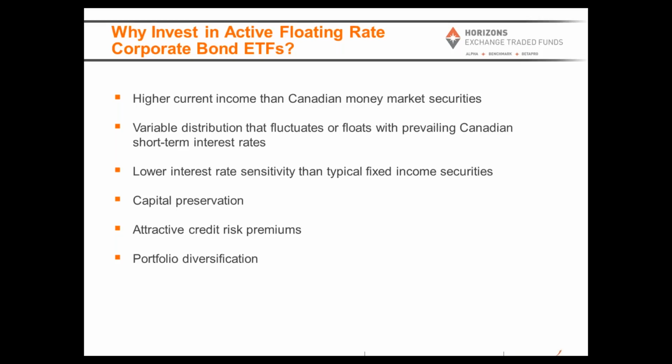You have lower interest rate sensitivity than typical fixed income securities, and that's much lower interest rate sensitivity. I think if we think about the duration that we were talking about earlier, about 3 months or 4 months versus a typical fixed income security basket. If you look at the Canadian 10-year, it has a duration of about 7.5 or 8 right now. So way less interest rate sensitivity. That allows you to preserve capital, gives you some attractive credit risk premiums, and helps you keep your portfolio effectively diversified.